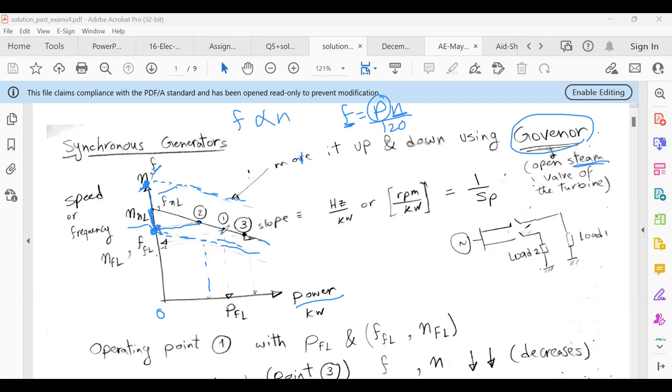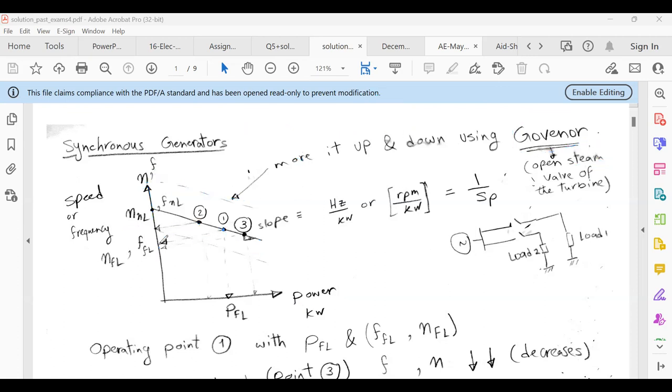So why do I need to do this using the governor? Because let's say your generator was working at one. One is your full load. It's at 60 hertz. And you added more load. So let's say your load was this, and then you added more load. You increased your load by this part. What happened to your frequency? It's reduced below 60 hertz. But you need your generator to be at exactly 60 hertz. So how can I do this? I'm going to increase or open the valve, as you can see here, until you reach 60 hertz back again.